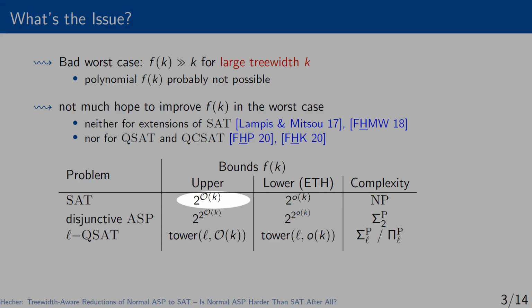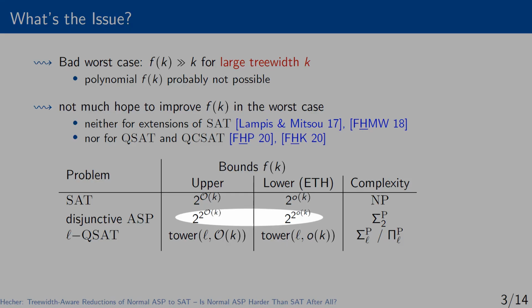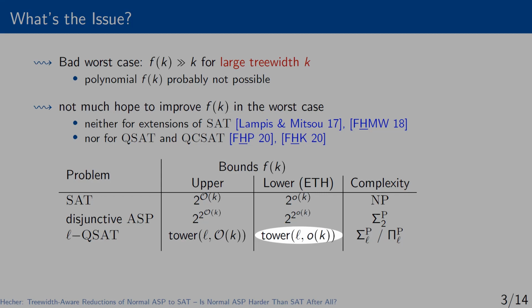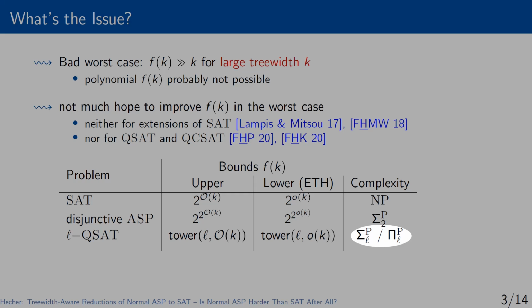For SAT we have single exponential runtime, which also fits with the lower bound under reasonable assumptions like the exponential time hypothesis. And this also nicely fits the complexity class, because for disjunctive ASP we have double exponential runtime, which is already on the second level of the polynomial hierarchy. Recently we were able to generalize this, where for quantified Boolean formulas of quantifier rank L, it is not expected that one can decide the validity in time lower than an exponential tower of height L in the treewidth, which nicely matches with the complexity, right? Because deciding the validity is on the Lth level of the polynomial hierarchy.